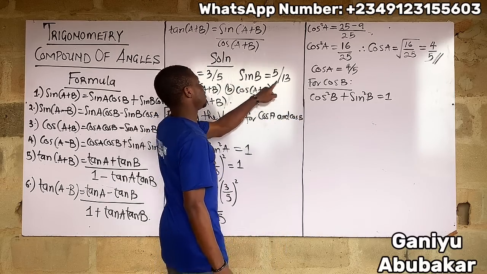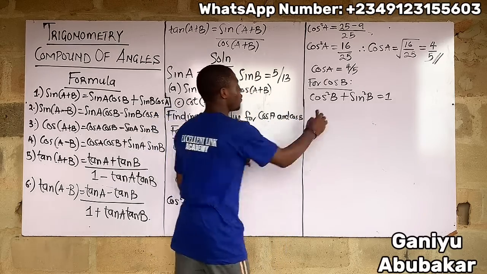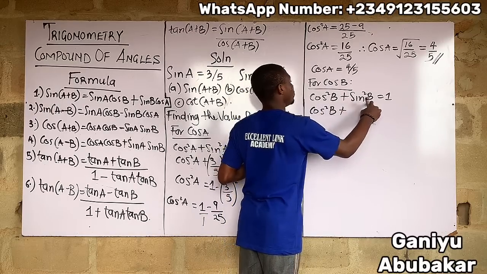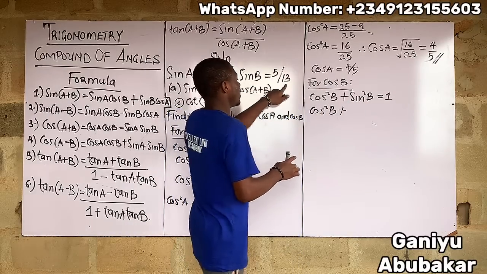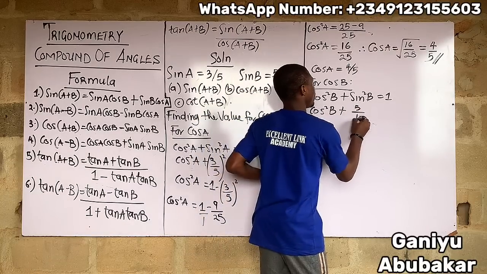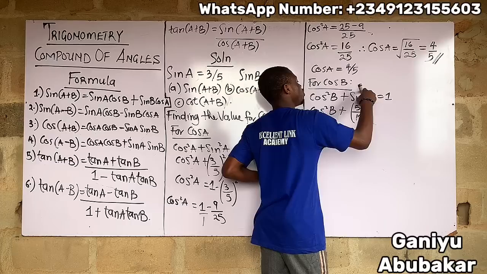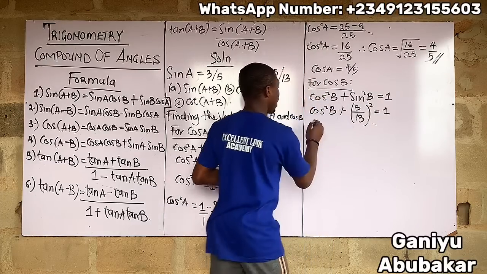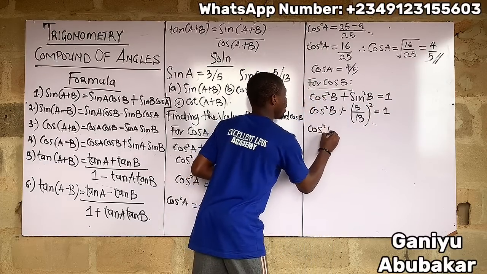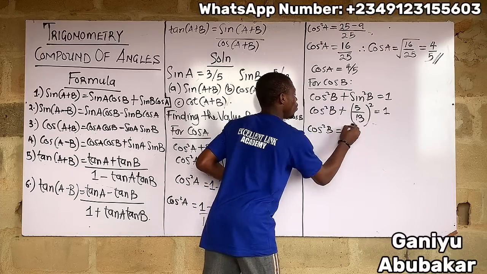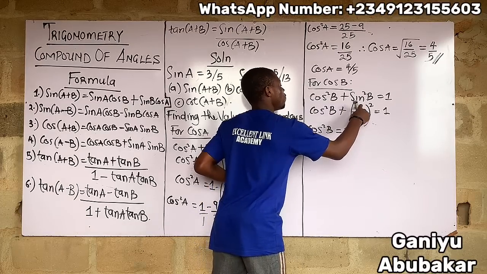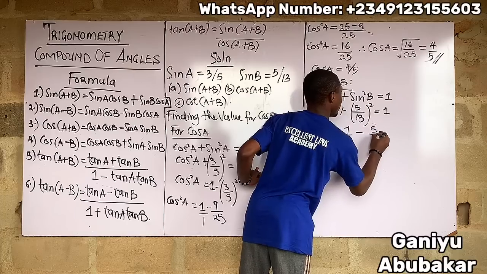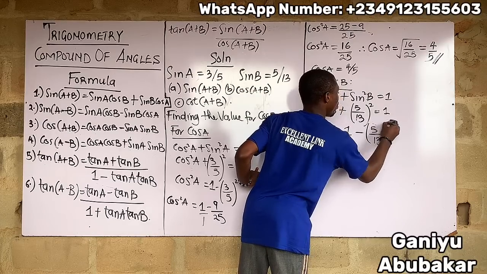5 over 13, right? So it means that I'll be having cos squared B plus sine B alone, which is 5 over 13. So I have 5 over 13 squared. Next up, this square comes here and is equal to 1. From here, I'll have that cos squared B is equal to 1 minus 5 over 13 all squared.